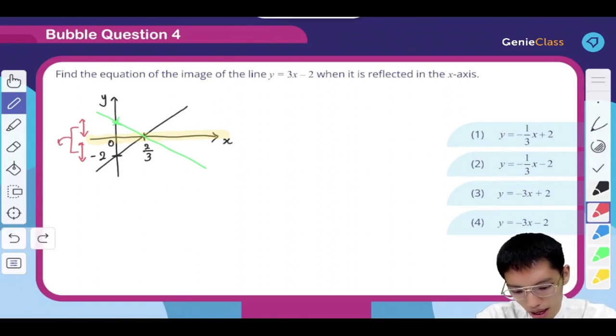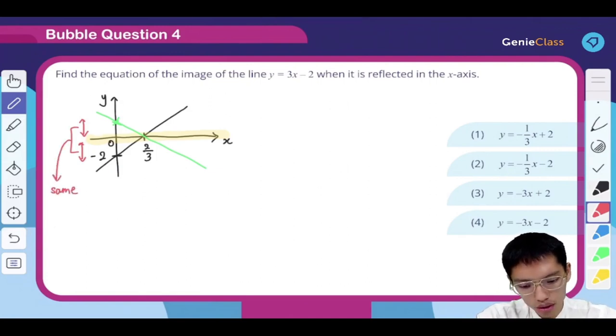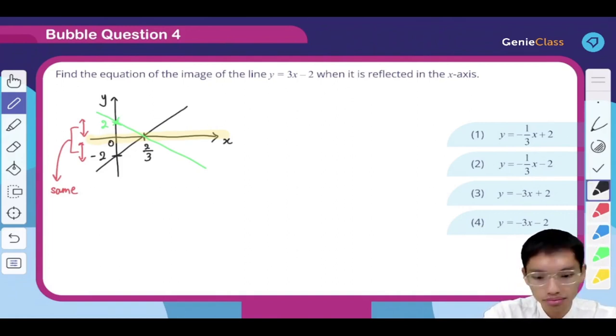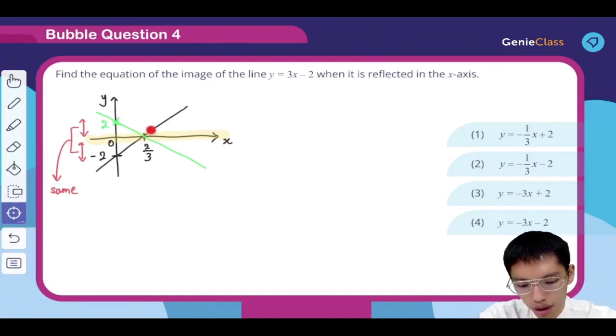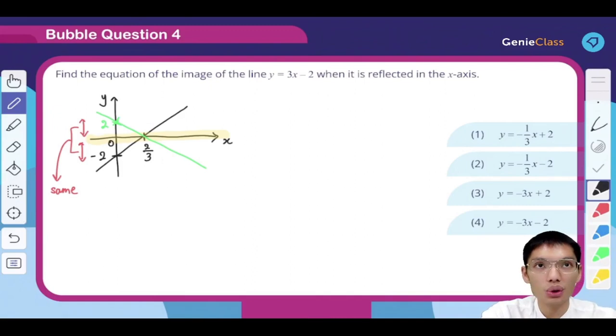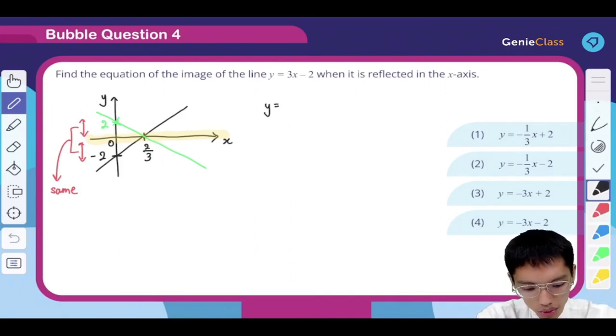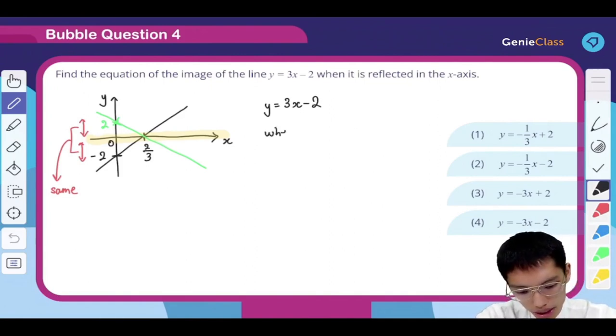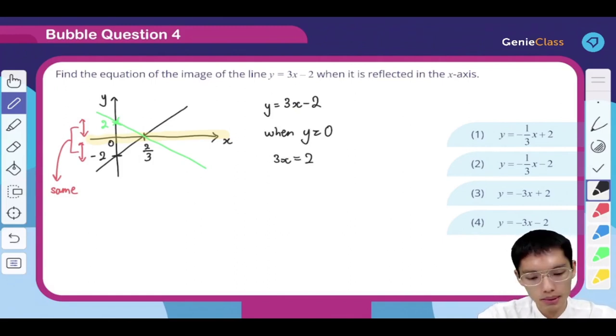So when I view them as coordinates over here, they are the same. So if I view them as coordinates, this is going to be 2, positive if you view the axis. So therefore, with this notion, how do I find my gradient? Now you have the coordinates. This point over here is just my x-intercept. But how do I find it? Again, I have the line y equals 3x minus 2. When y is equals to 0, that's how you find your x-intercept. 3x is equals to 2. Normal manipulation. X is equals to 2/3.